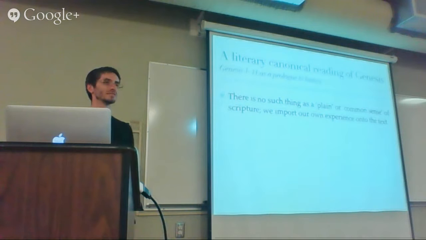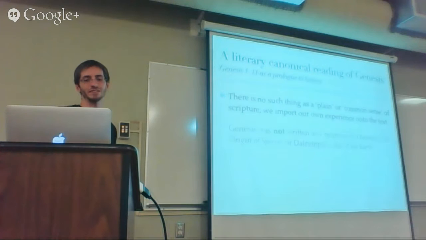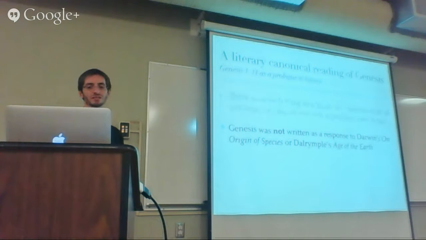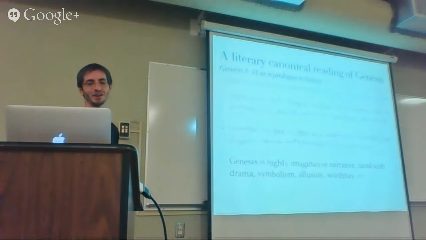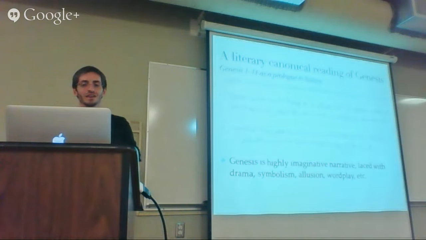Now, too frequently, we expect Genesis to answer questions that the ancient Israelites couldn't care less about. So if we begin with questions like, how old is the earth, or did mankind evolve from another species, we will inevitably misread the text and we will completely miss the point. It will never fail. So the literary canonical view means that Genesis foremost is narrative, which is a form of literature, and not a journalistic record of events. That means it employs literary elements like symbolism, allusion, wordplay and drama to make its point. So you can't read it like an article from the Associated Press.